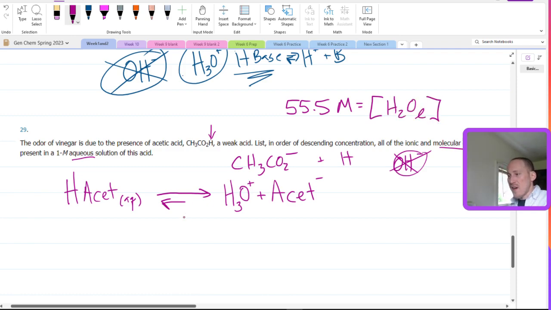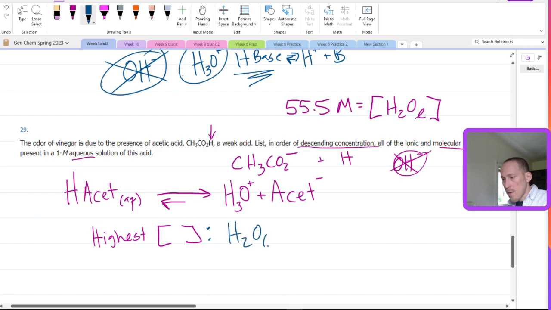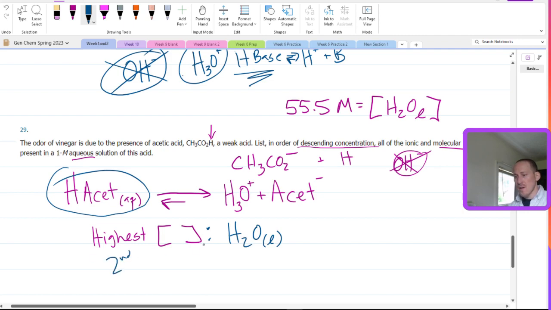So that's definitely the highest concentration. It says order of descending concentration. So the highest concentration for sure here is liquid water. The next highest concentration is most of this acetic acid, this weak acid. Most of it will not dissociate. So the second highest is going to be undissociated acetic acid.